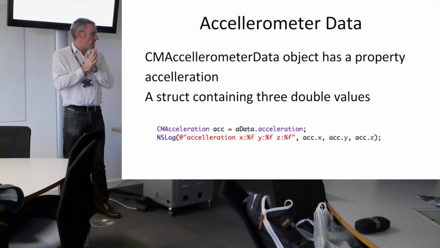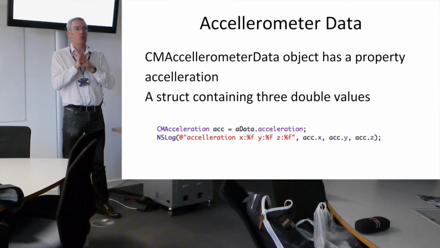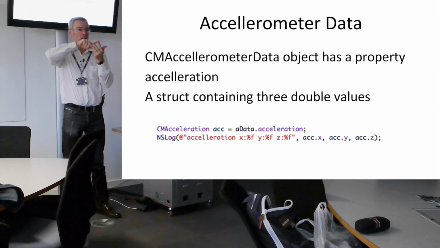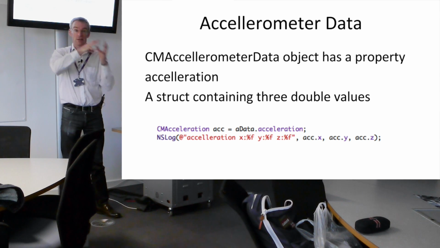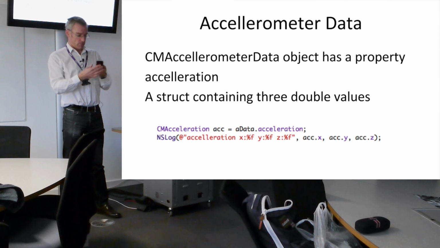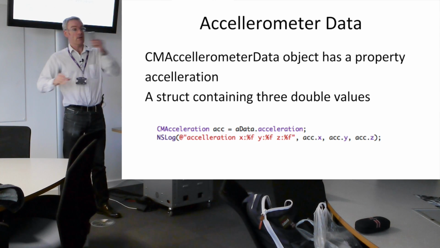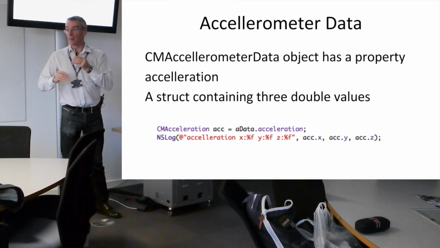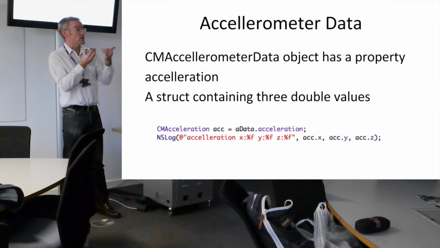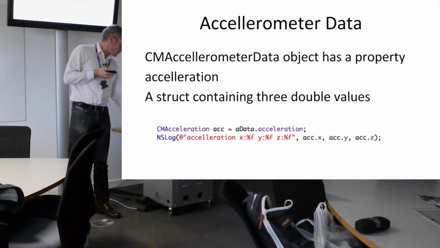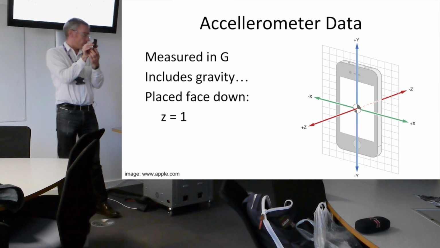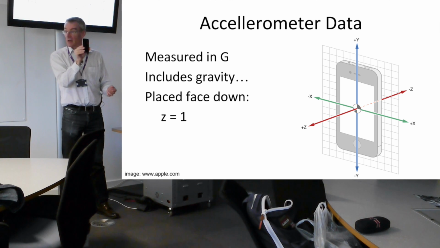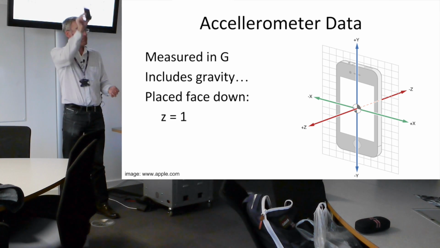The accelerometer data has a struct called acceleration. That struct contains 3 values: the x, the y, and the z acceleration, the 3 axes of the phone. If you think about your phone, we can accelerate that way and that way, and we can measure the acceleration in all 3 axes. So we need to know which is which. X is left and right, Y is up and down, and Z is in and out. So you're measuring data in those 3 axes.